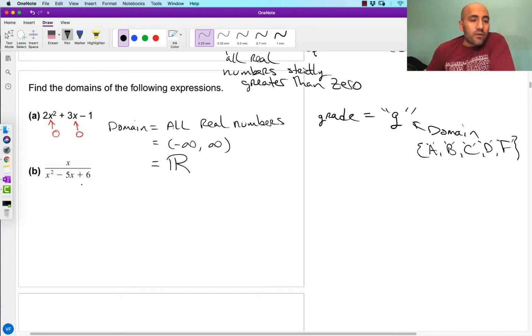Okay, moving on to number 2 then. In this case, now we do have to be careful because there could potentially be a value of x such that if I put in that particular number, the denominator equals 0, and then I would be dividing by 0. So that's something we have to avoid.